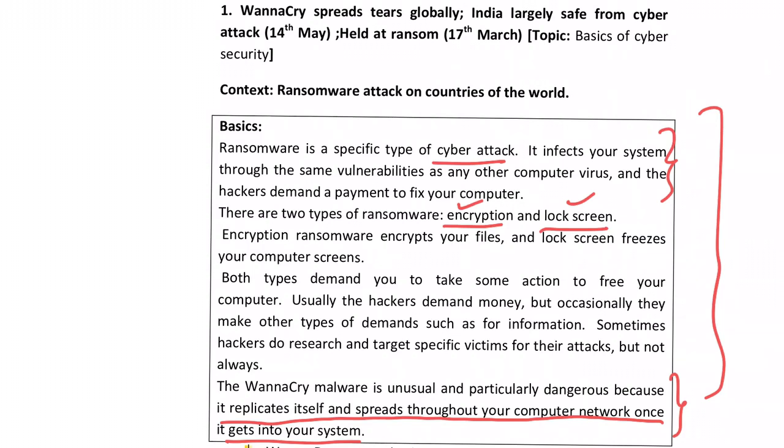In questions, they may clearly ask you, what is the impact of cybersecurity issues on Digital India? So you can start your answer by giving this particular example.